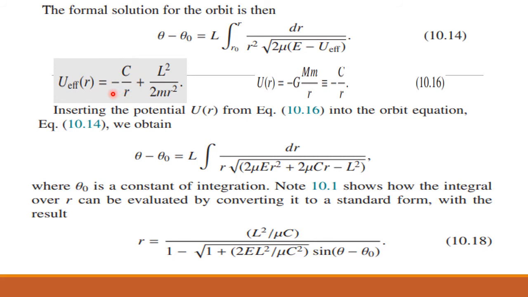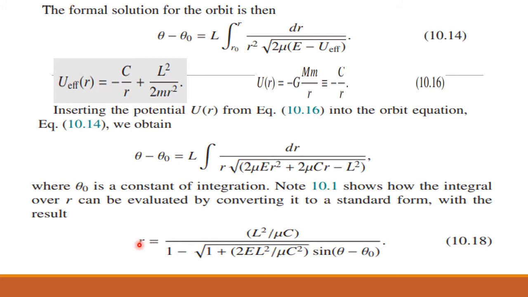So we substitute that in this equation and you get theta minus theta 0 is equal to L times the integral of dr by r, square root of 2 mu. Substituting this relation and dividing throughout by 2 m r squared, you get 2 mu E r squared plus 2 mu C r minus L squared. On integrating, this integration is given in Note 10.1. You can refer to the textbook for that.